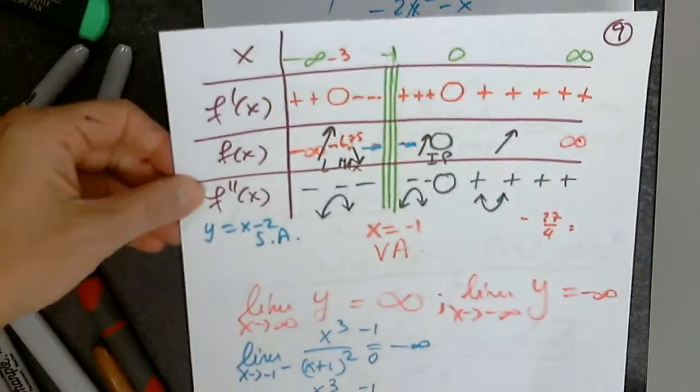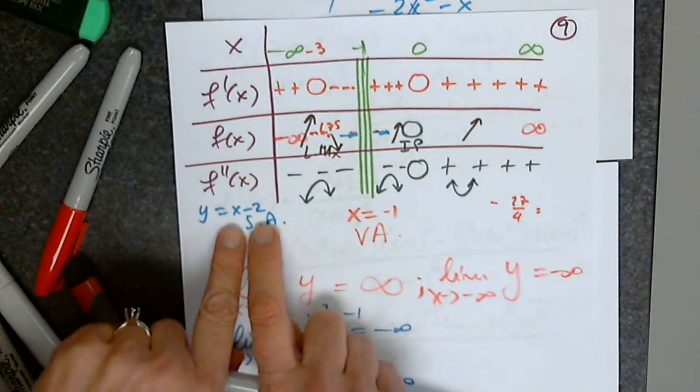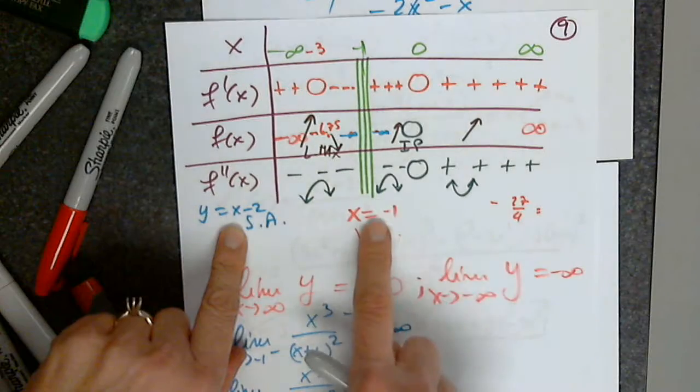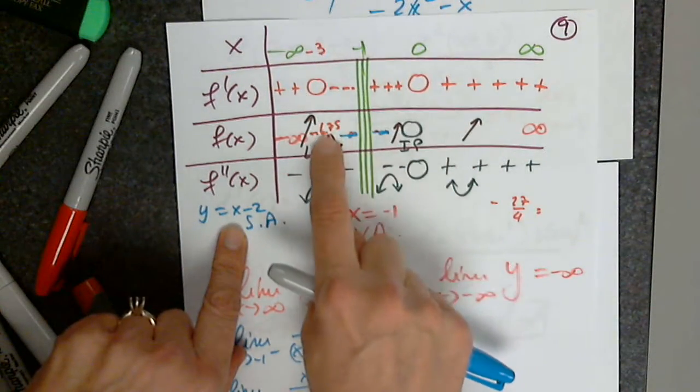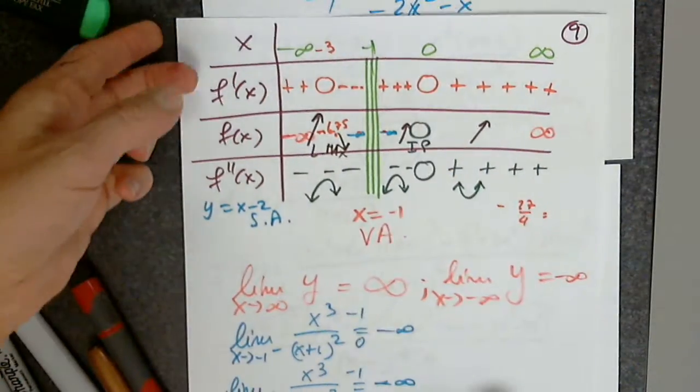Let's graph. I'm going to graph this asymptote. I'm going to plot this point, and I'm going to plot this point. And then we'll come back to the chart.